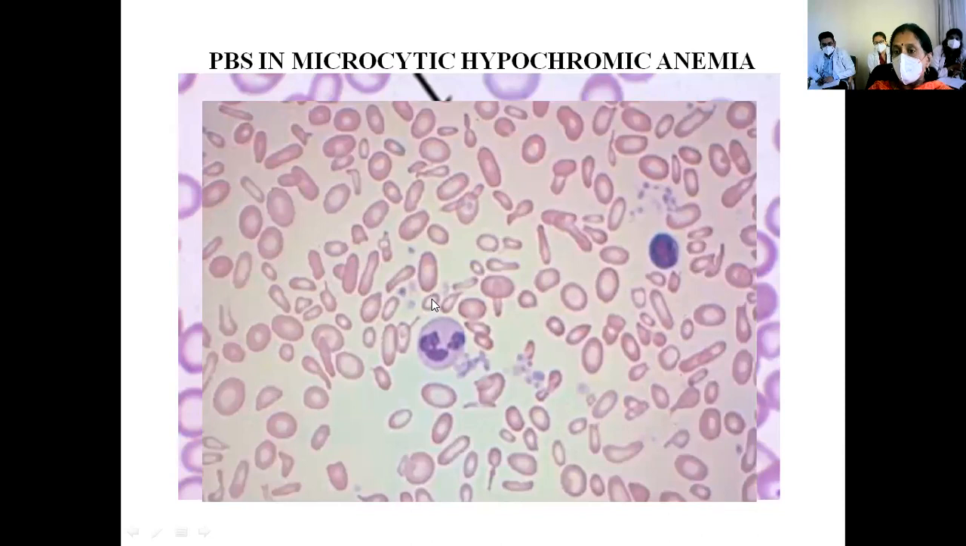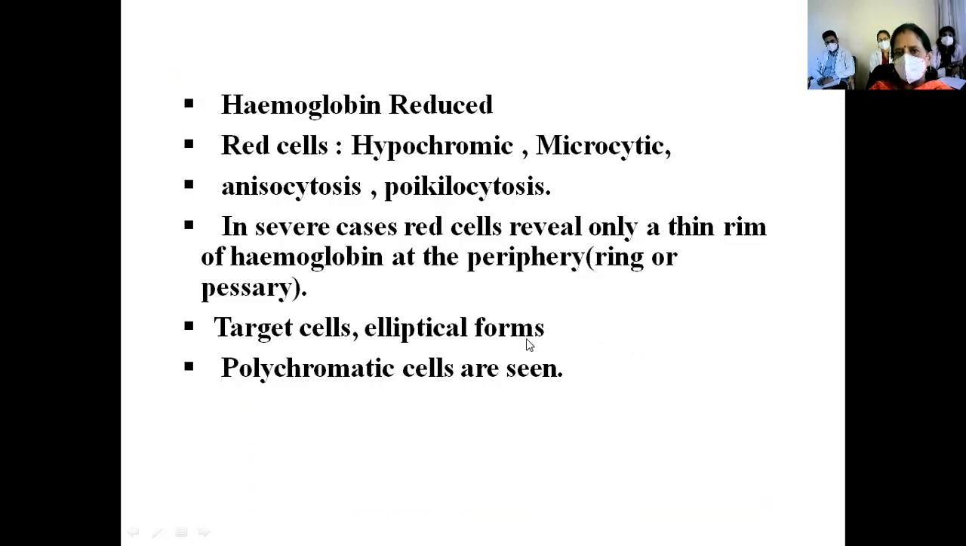So it is more. It is looking clear. If you can make out only the outer rim, we call it a pessary cell. Okay, so anisopoikilocytosis, microcytic. This looks more like a dimorphic blood picture, but the predominant picture is microcytic.